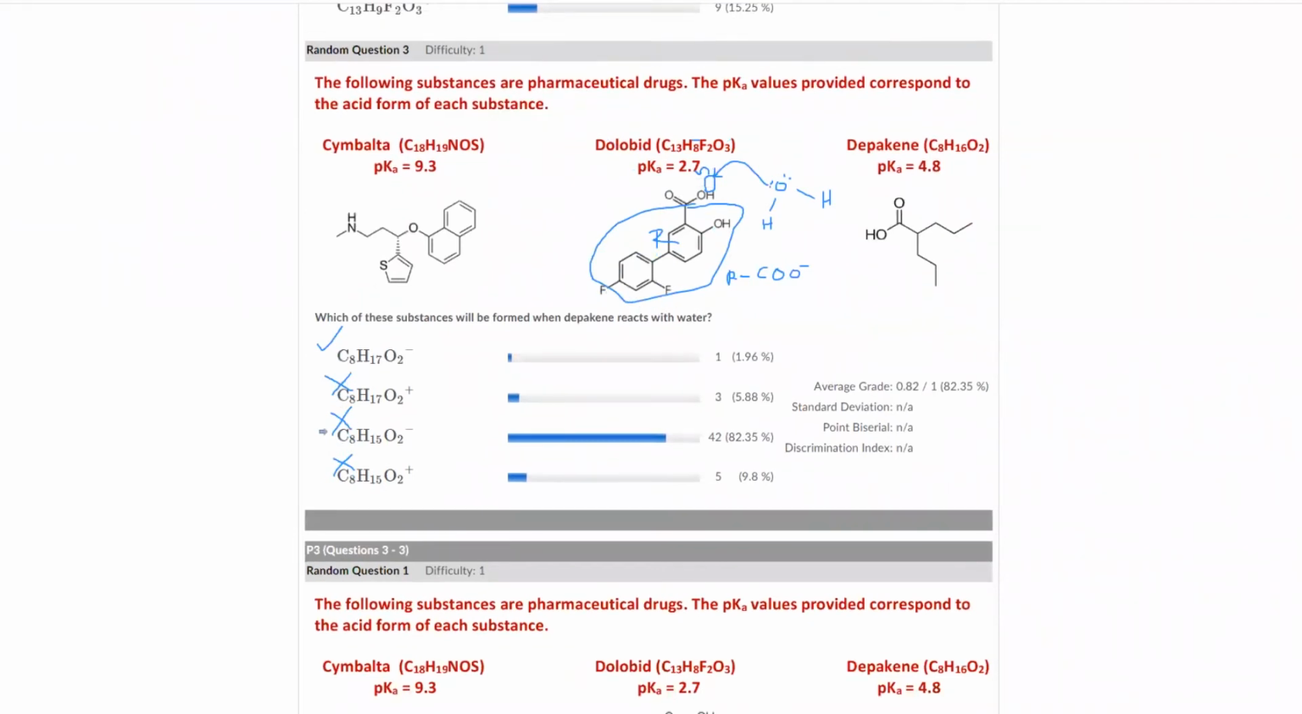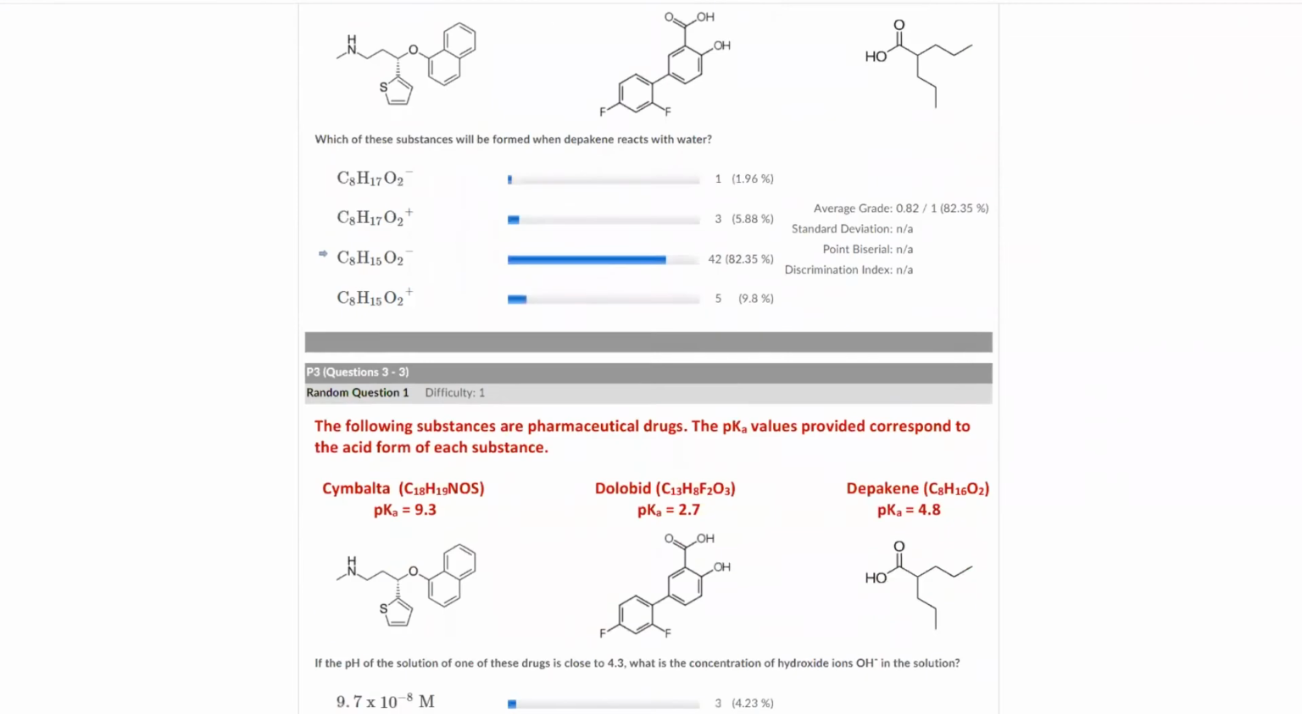So when the depletion reacts, it's going to be the same scenario. It's going to lose one proton and it's going to have a negative charge. Therefore, the number of protons in depletion will be 15. And on top of that, it's going to have a negative charge. Therefore, it's going to be option 3 over here.